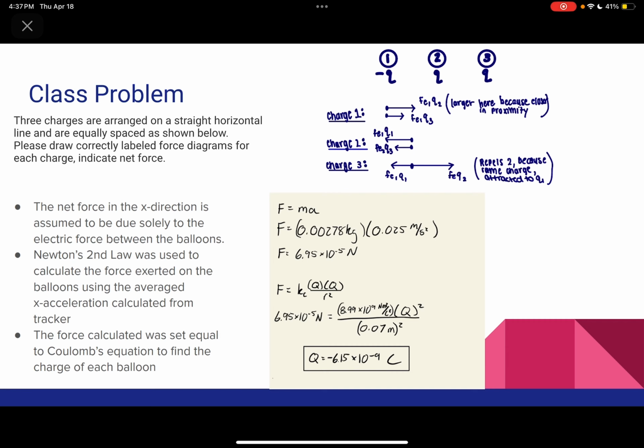So that would make sense since they were repelled. But for this case, they were attracted. So I wanted to throw that in just for an example.